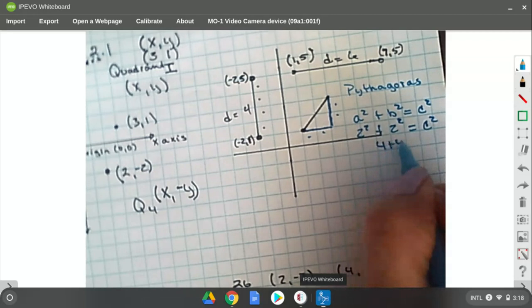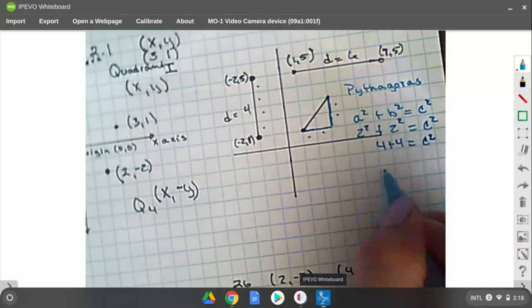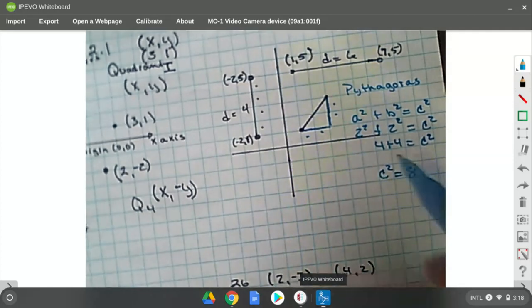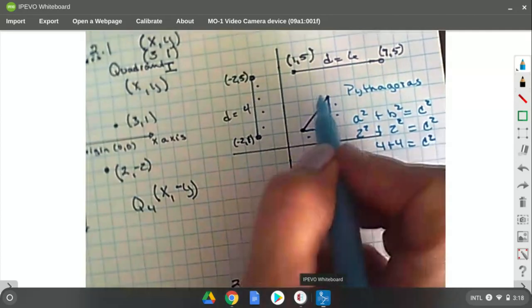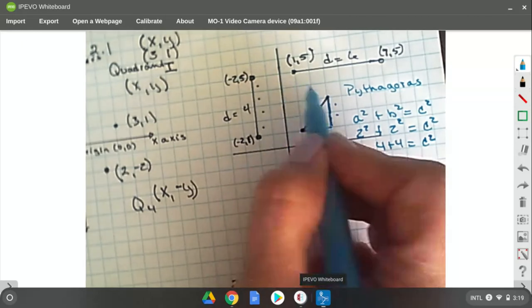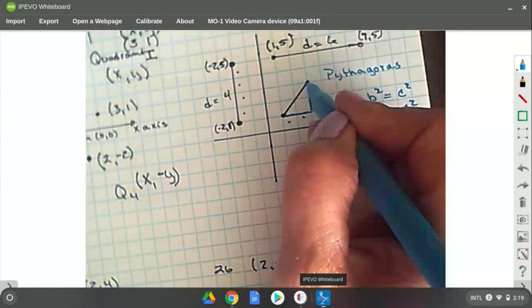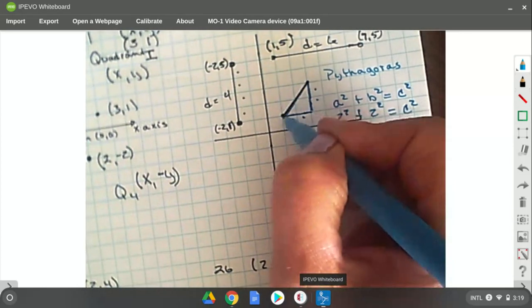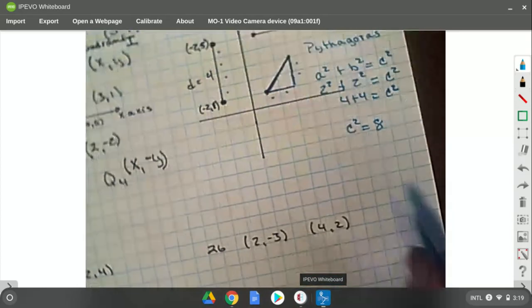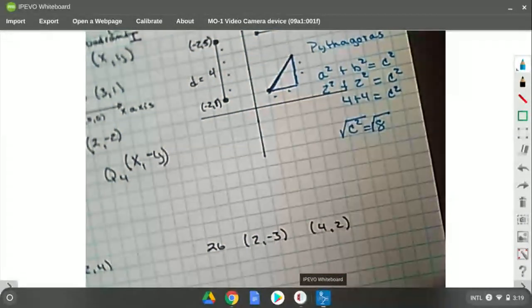So 4 plus 4 is equal to c squared. C squared is equal to 8, right? And remember, I don't want to know what c squared is. C squared would be the area of this square that would be formed out here, and I'm not really interested in that. I just want the distance of this line. So I need to find that out by taking the square root of both sides.